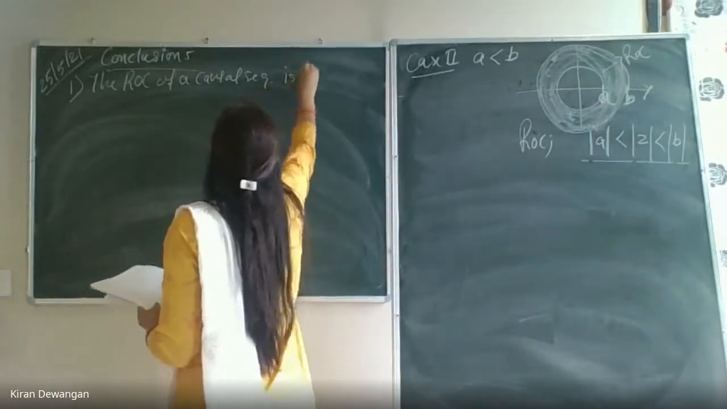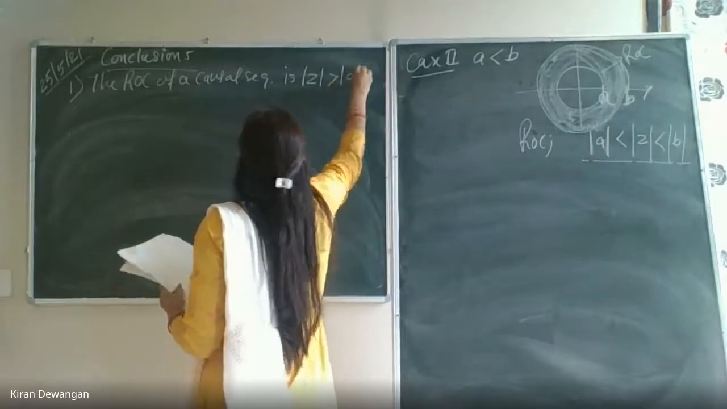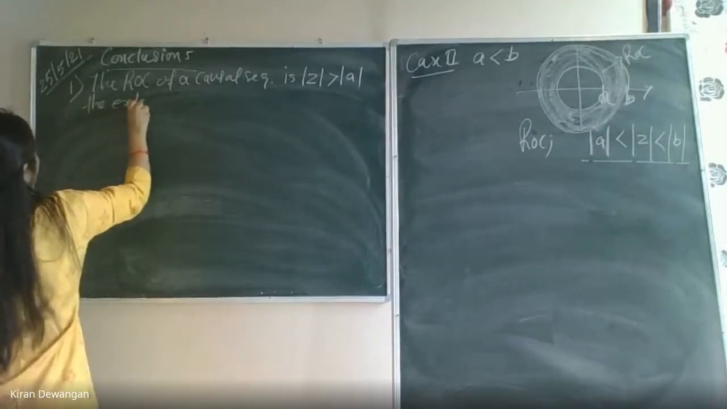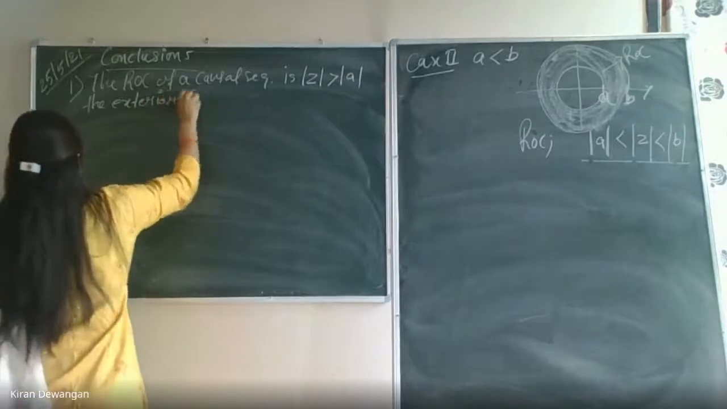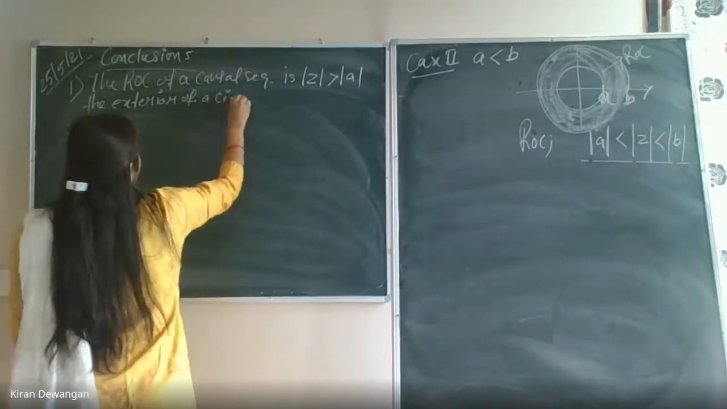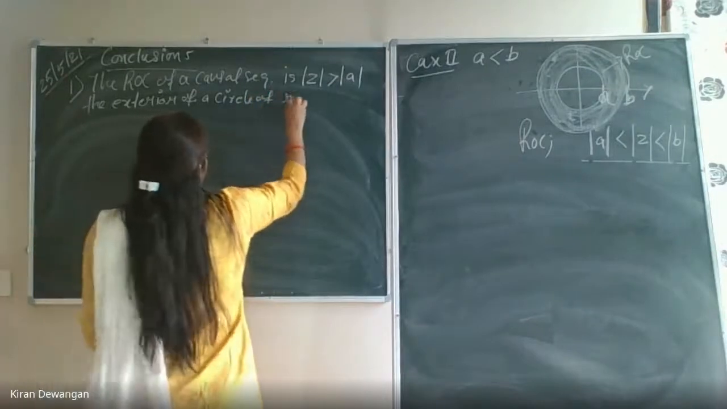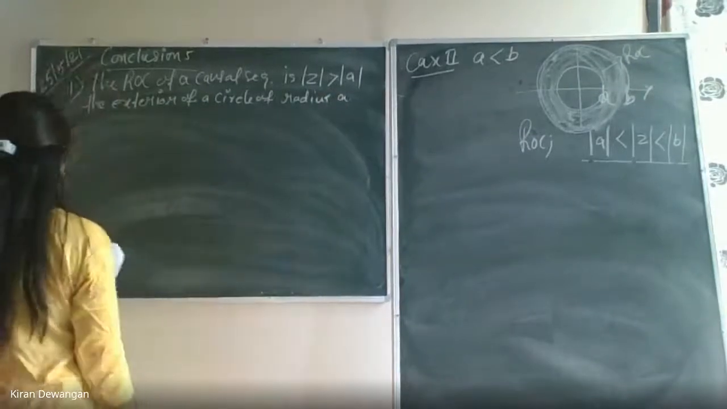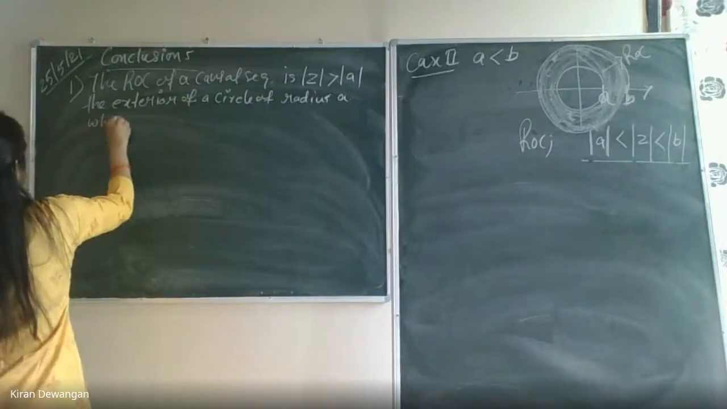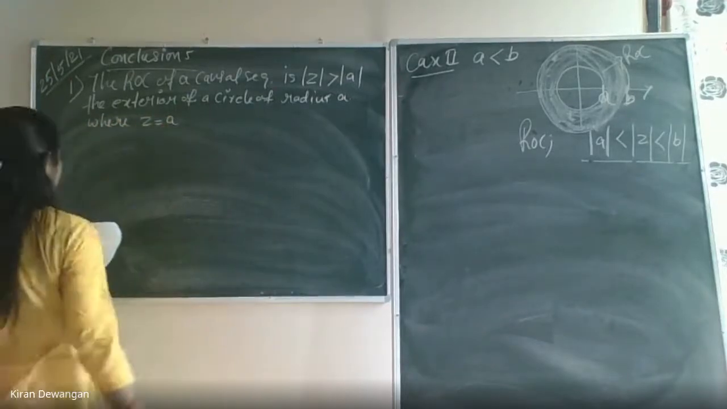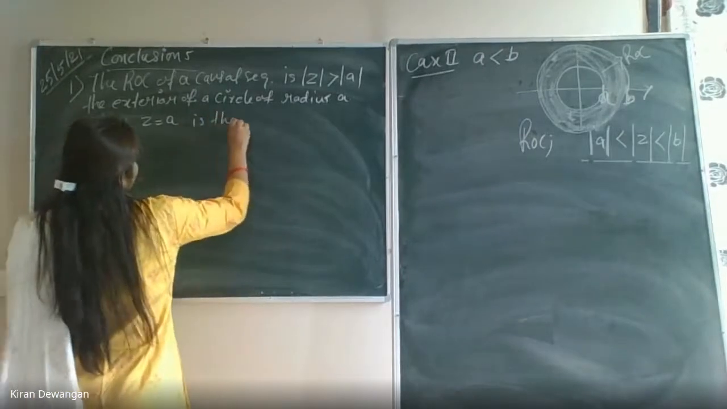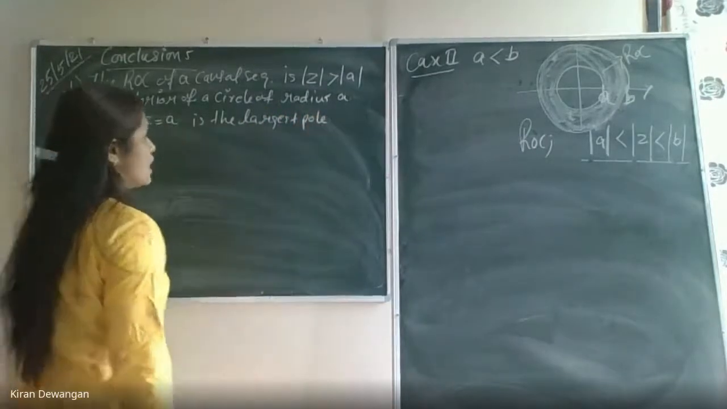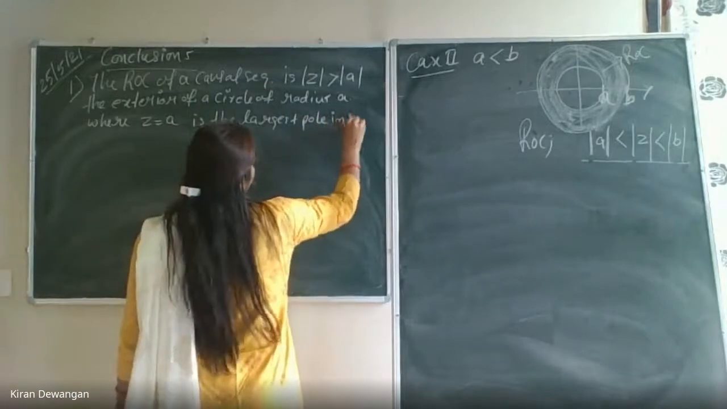Is mod of z greater than mod of a, that is the exterior of a circle of radius a. ठीक है, exterior of a circle of radius a where z equals to a is the largest pole. जहाँ पर z equals to a will be the largest pole in x of z.